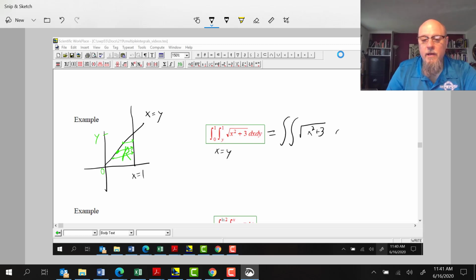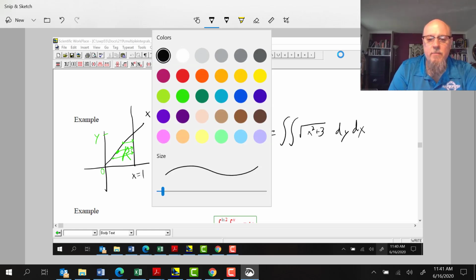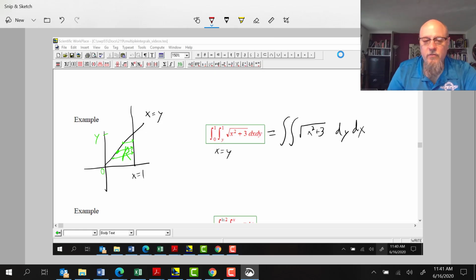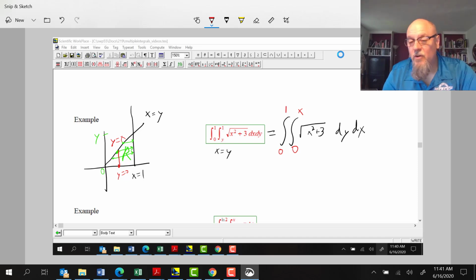So I'm trying this out. I'm going to do dy first and then dx. In my shape, if I'm doing y first, my y's start on the curve y equals 0 and end on the curve y equals x. So I'm going from y equals 0 to y equals x. And now my x's: the lowest x in the shape is 0, the highest x in the shape is 1. So this answer and this answer are the same numerically.